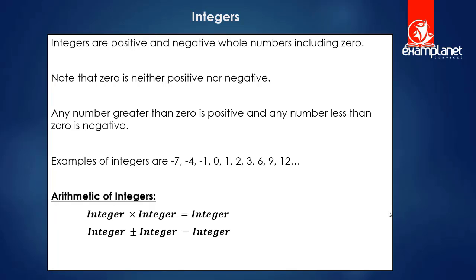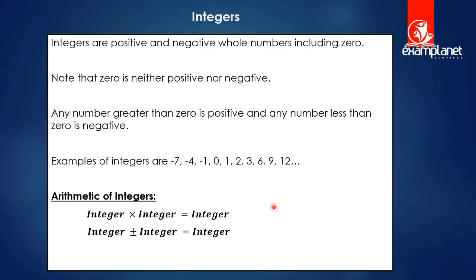What are integers? Integers are positive and negative whole numbers, including 0. Note that 0 is neither positive nor negative. Positive integers start from 1, because some students, when they hear positive integers, think of 0. 0 is not positive and is not negative. Any number greater than 0 is a positive number, and any number less than 0 is negative. Examples of integers: we have -7, -4, -1, 0, 1, 2, 3, and so on.